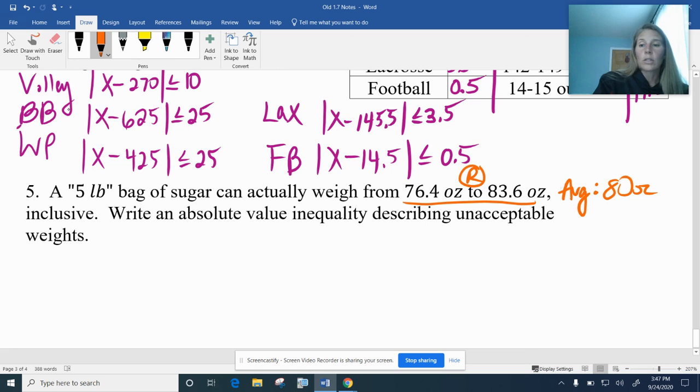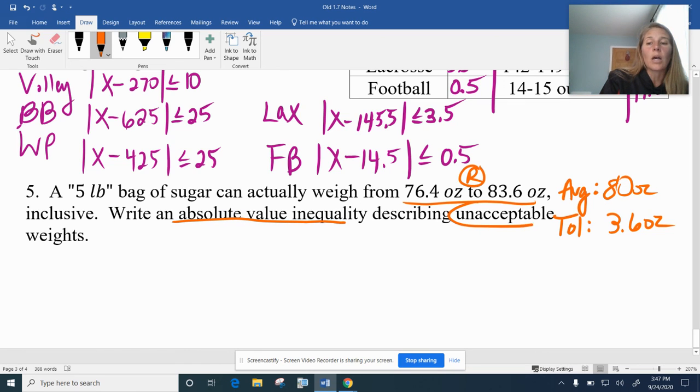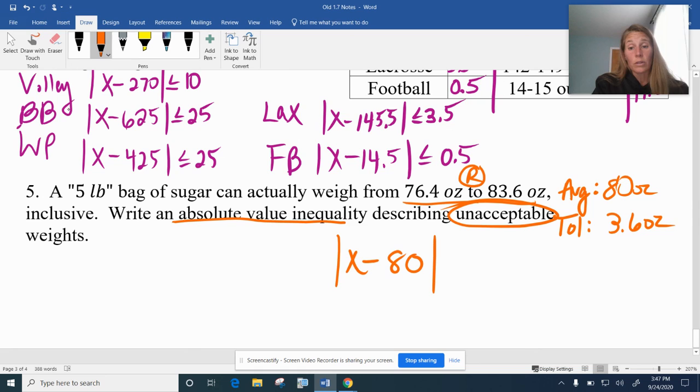Okay, and then what is our tolerance? So our tolerance is how far is 80 ounces away from 83.6 or from 76.4, and it's just going to be 3.6 ounces. So to write an absolute value inequality describing unacceptable, it's still going to be x minus that average, which in this case is 80, but instead of less than or equal to the tolerance, if it's unacceptable, we're going to do the opposite, which is greater than the tolerance, which is 3.6 ounces. Okay, and that is it for our lesson on absolute value equations and inequalities.